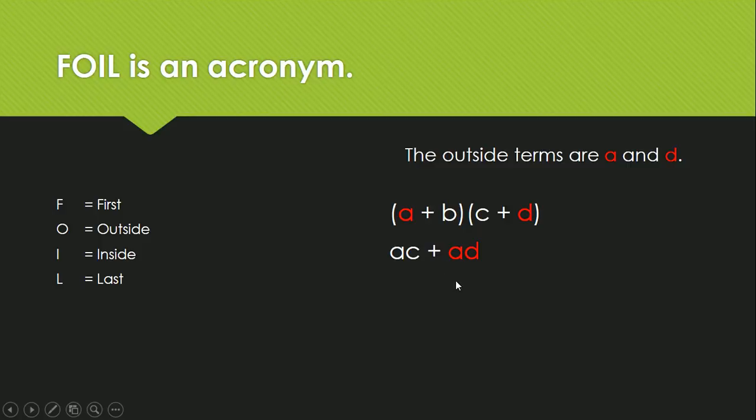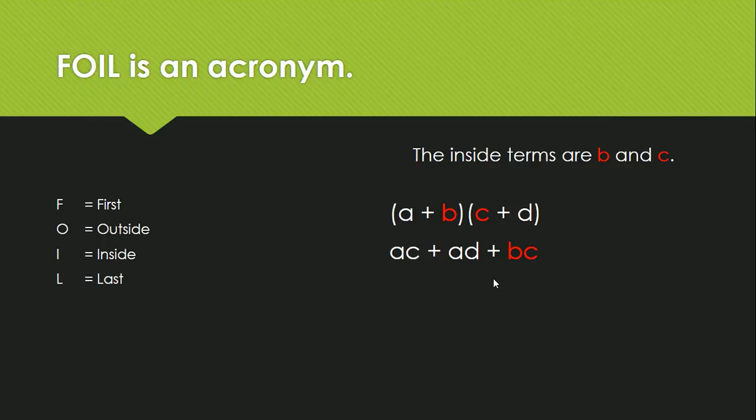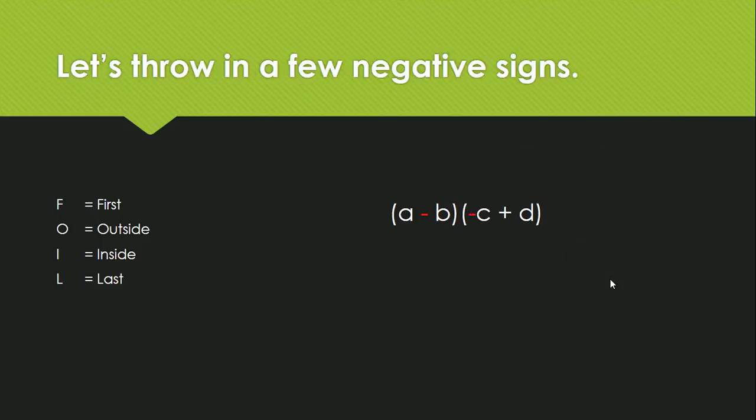And then we're going to go to the inside terms. We're going to go to b and c. And they're also both positive. They're going to be the next terms. And then the last terms, the b and the d. They're going to round out the end of it. So that's the FOIL method in a nutshell, but there's a lot more to it. So let's look at making it negative.